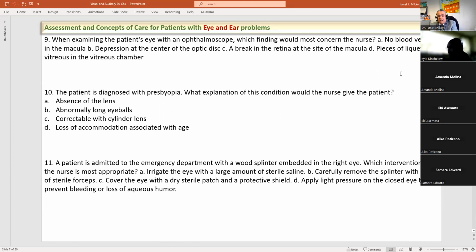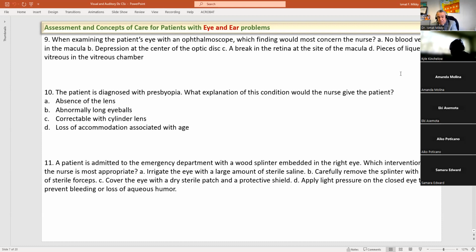Number 10 is a patient diagnosed with presbyopia. And we didn't actually go over myopia and hyperopia, but presbyopia is an accommodation problem, and that will be lost with aging. The absence of the lens is called aphakia. So the answer for 10 is D. Loss of accommodation associated with age, that's presbyopia.